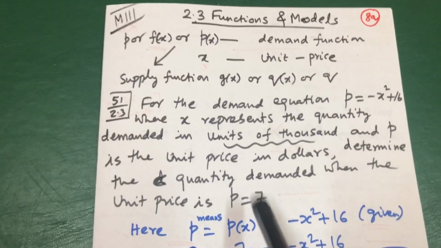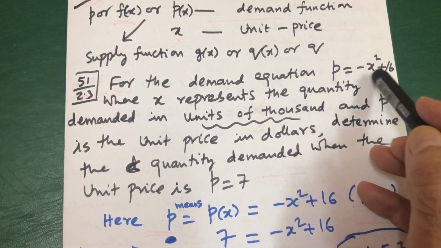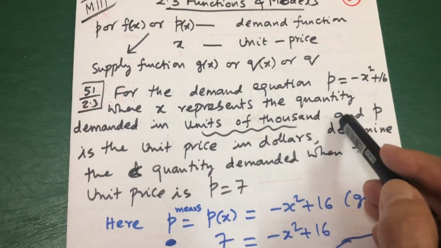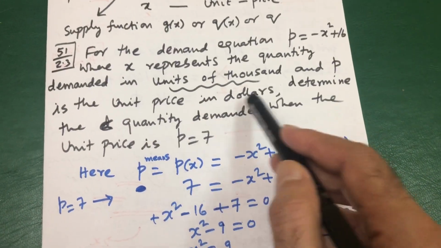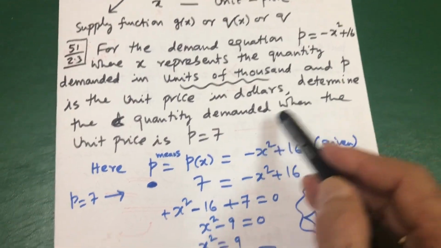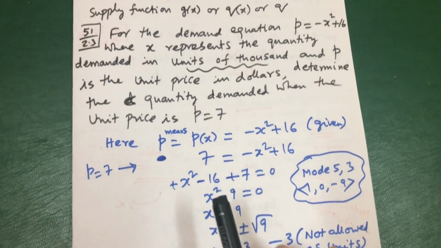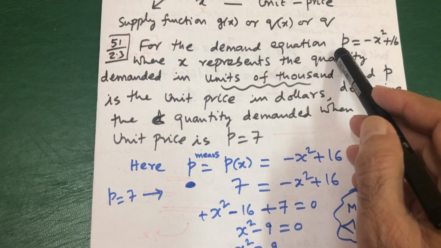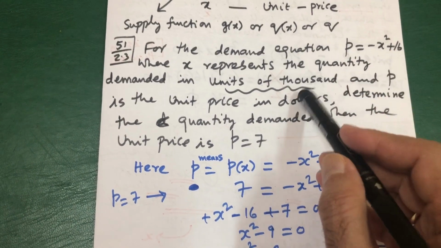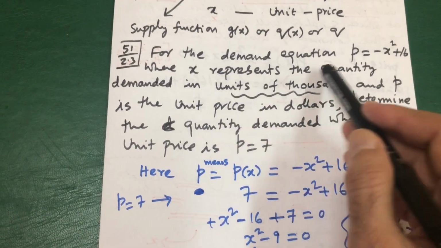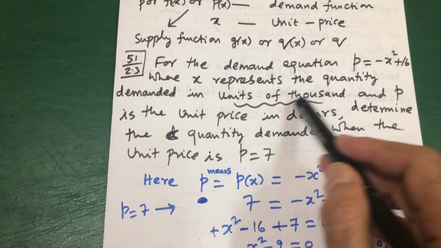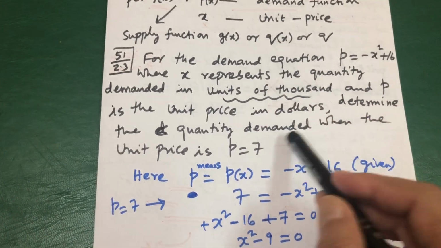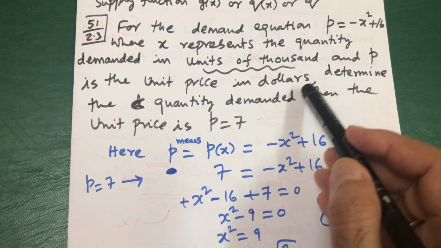Now let us do this. For the demand equation, p is equal to minus x square plus 16, where x represents the quantity demanded in units of 1000 and p is the unit price in dollars. Determine the quantity demanded when the unit price is 7. What is the question? So here is the demand equation. p(x) is equal to something and x is the quantity in thousands. What is the question?